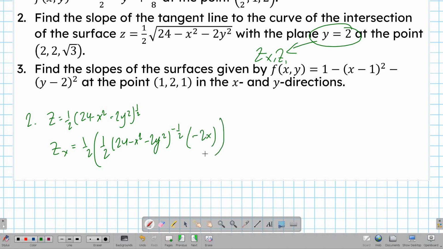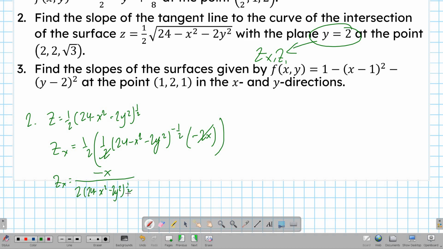So, if we are to simplify, we're going to cancel this one here because that cancels out. And then this has to go to the denominator because of the negative exponent. Therefore, z sub x will then equal negative x on top, over 2 times 24 minus x squared minus 2y squared raised to 1 half.